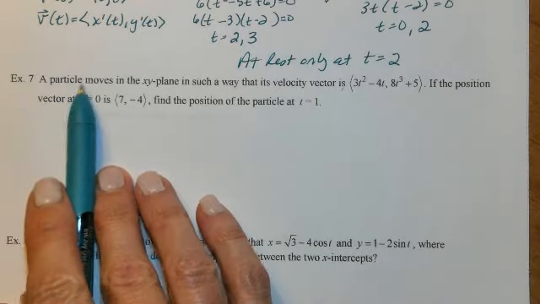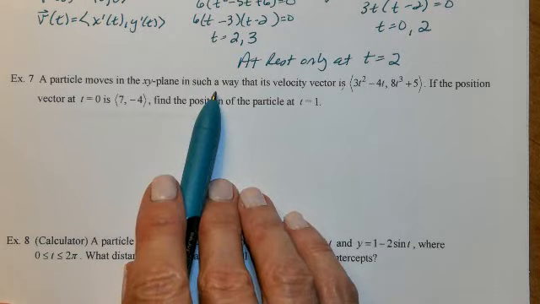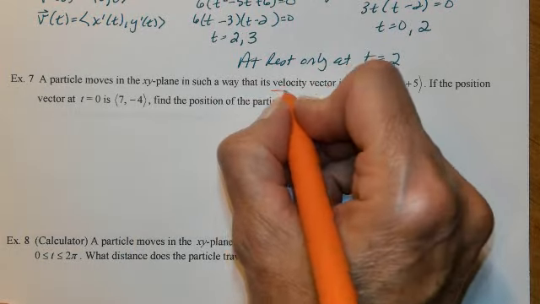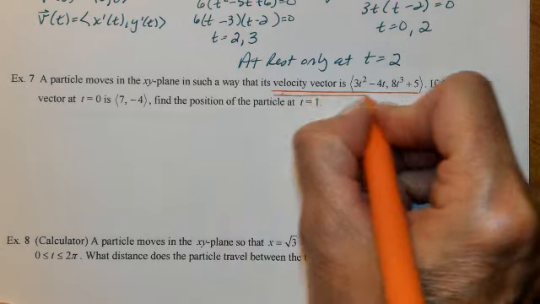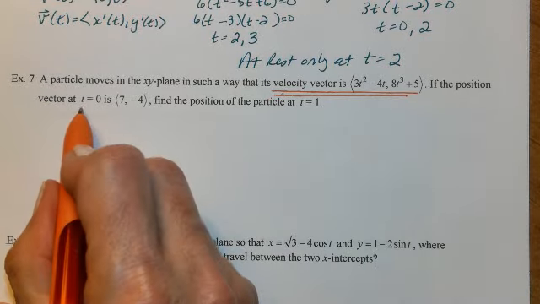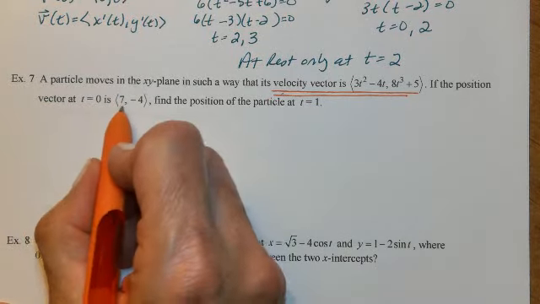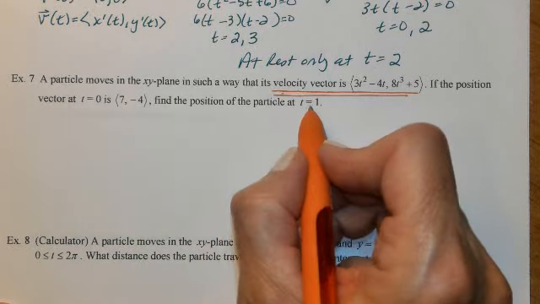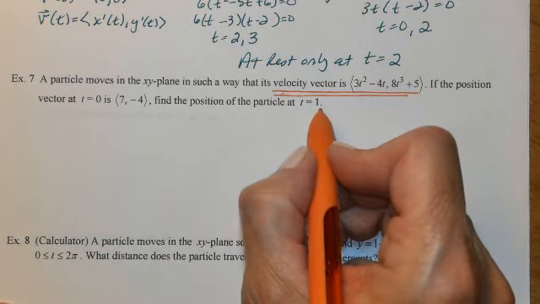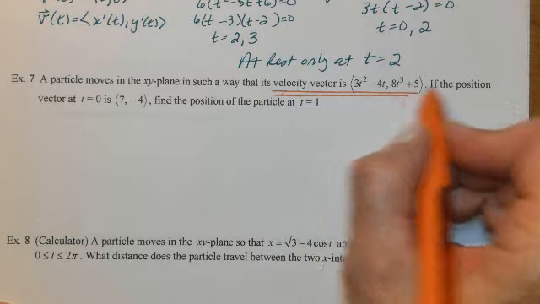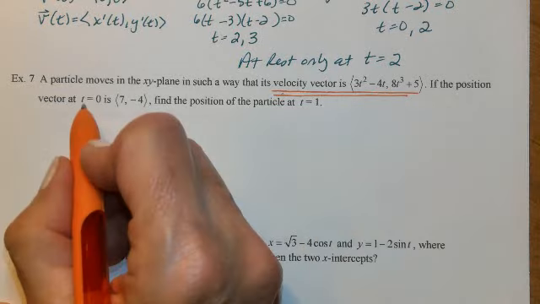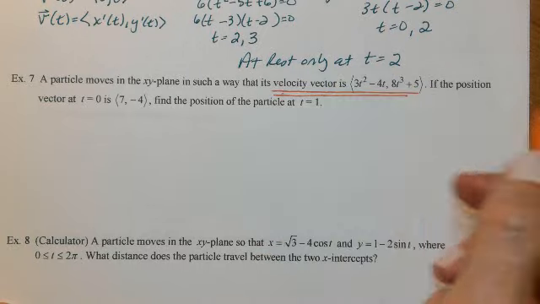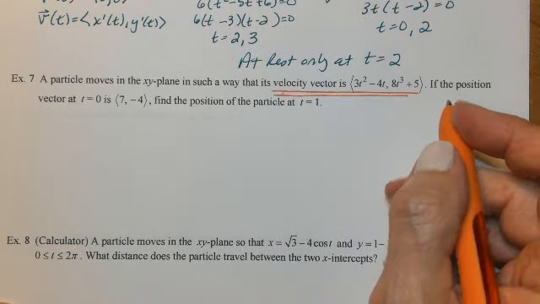A particle moves in the xy plane in such a way that the velocity vector is this. Oh, this time we get the velocity vector. If the position vector at time 0 is 7, negative 4, find the position of the particle at time 1. We are given the derivative. We're given a position, so we can get any other position using the fundamental theorem of calculus, right?